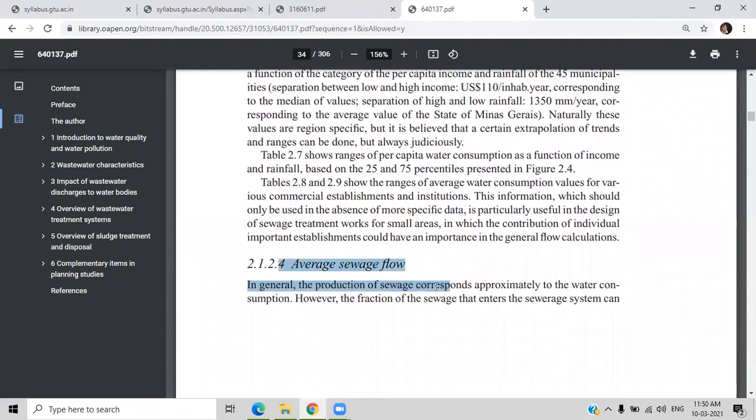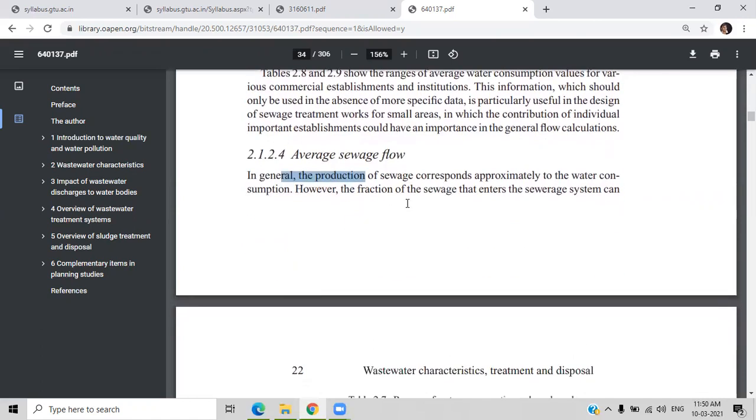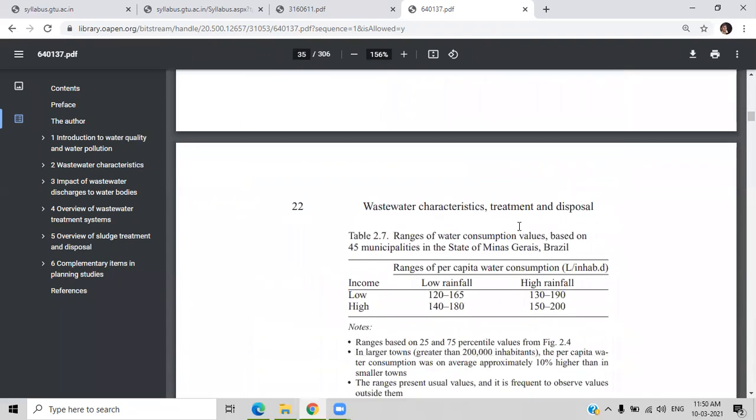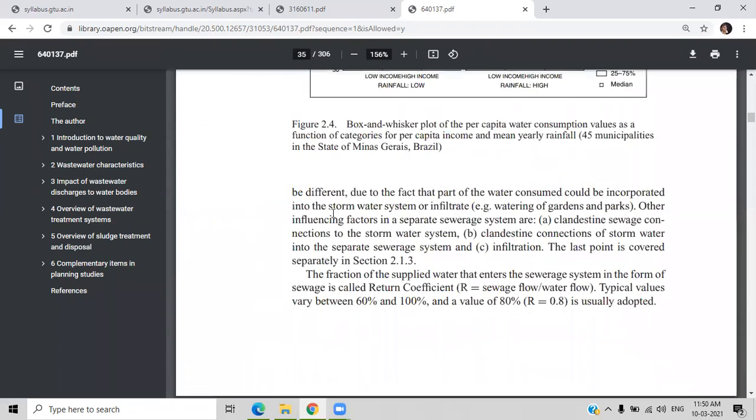The next topic is the average sewage flow. In general, the production of sewage corresponds approximately to the water consumption. However, the fraction of the sewage that enters the sewage system can be different, because part of the water consumed could be incorporated into the stormwater system or infiltrate.